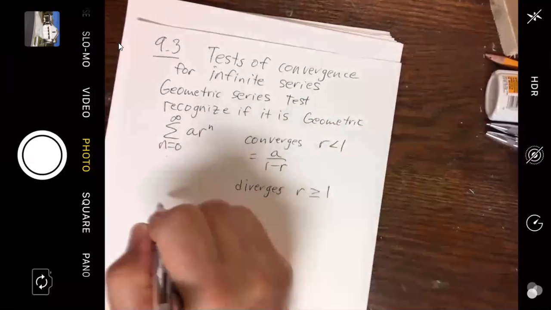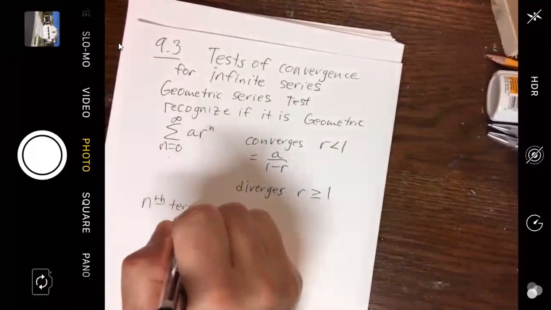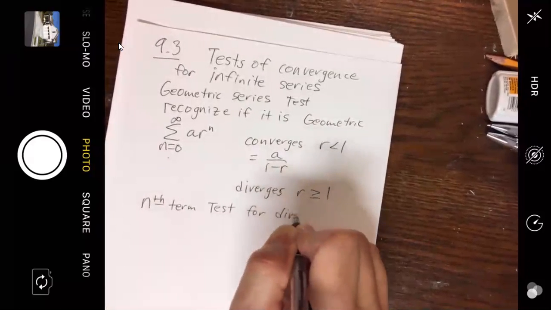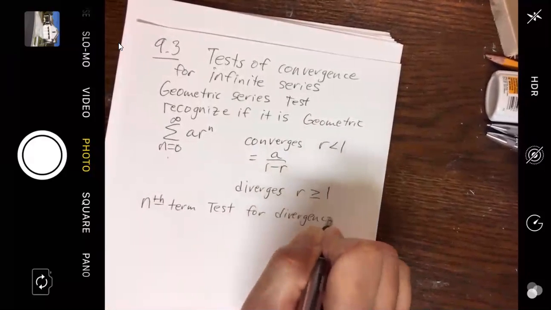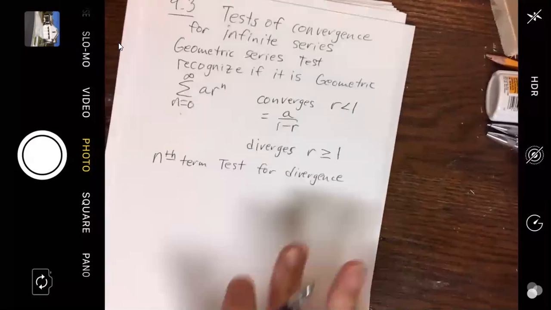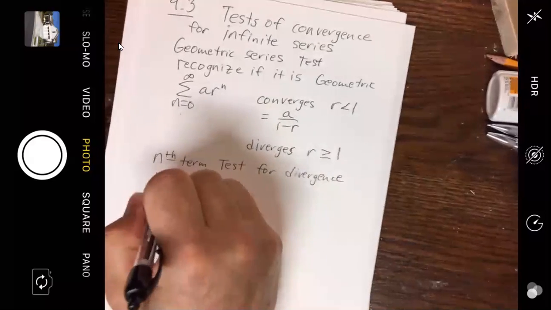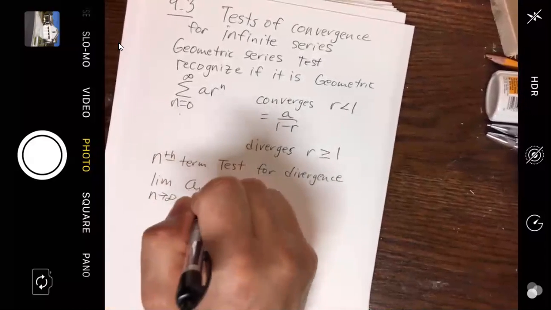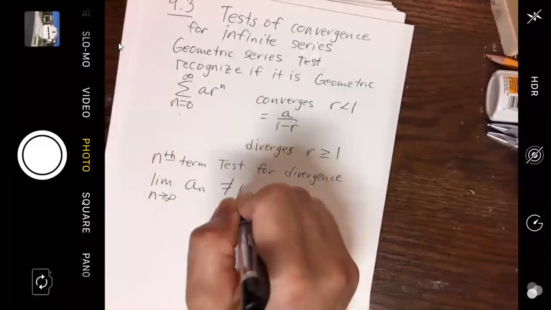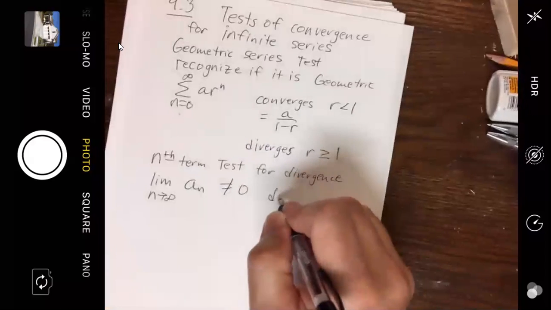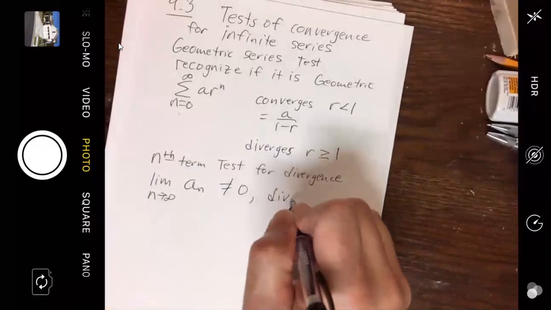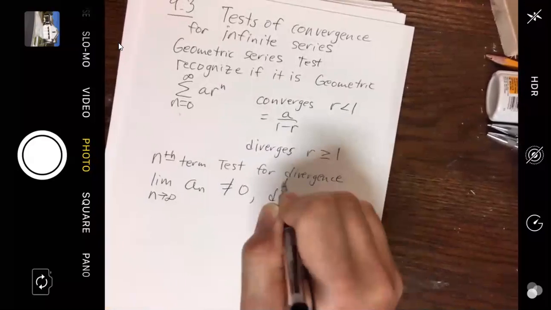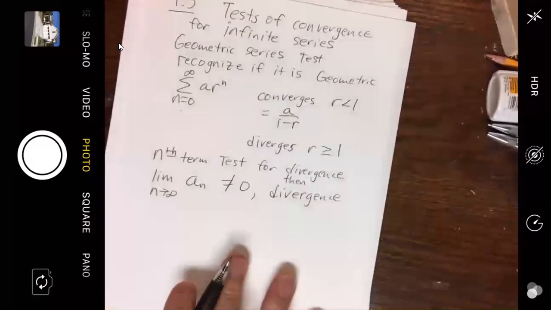And there was an nth term test for divergence. Basically, you take the limit as n goes to infinity of the terms, and if that's not equal to 0, you can conclude divergence. So we covered those last week.